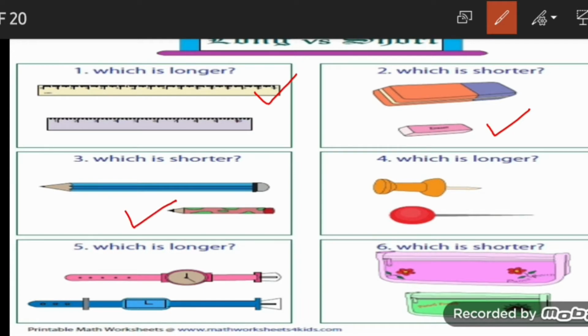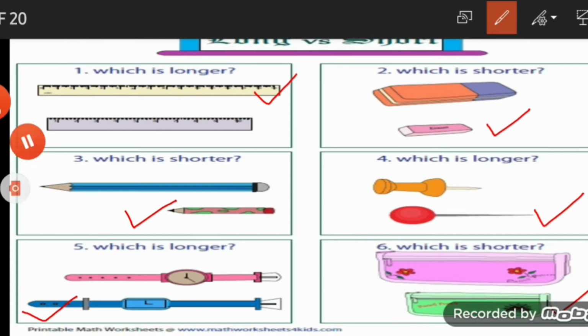Now fourth one, which is longer one? Yellow pen or a red pen? Yes, red one is longer one. Now fifth one, which is longer? Pink watch or a blue watch? Yes, blue one is longer. Now sixth, which is shorter? Pink one or green one? Yes, green one is shorter one.